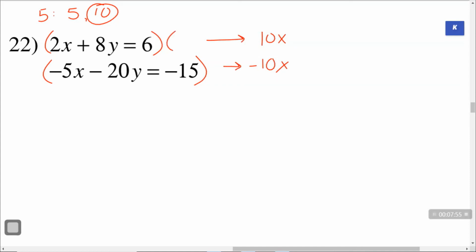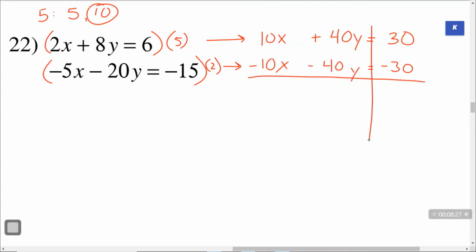Well, 2 times 5 is going to get me to 10. So I'll multiply everything there by 5. So that's going to give me 10x plus 5 times 8 is 40y equals 5 times 6 is 30. On the bottom, what multiplies by negative 5 to get to negative 10? Well, that's going to be 2. All right, so then negative 20 times 2 gives me negative 40y. And I'm going to get negative 15 times 2 gives me negative 30. All right, now these are all set.